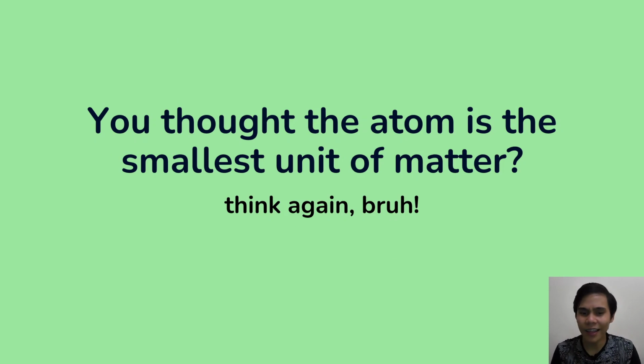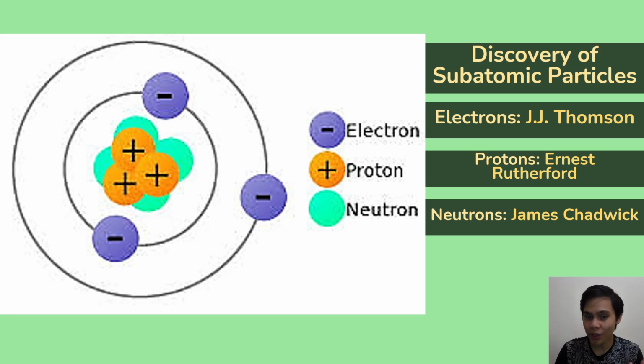So you thought that the atom is the smallest unit of matter, but no, it's not. The subatomic particles of an atom are actually still forms of matter. So these subatomic particles are the electrons, protons, and neutrons. The electrons were, of course, discovered by J.J. Thomson, discussed in another video regarding the history of the atomic model. So J.J. Thomson figured out that electrons, or negatively charged particles, exist in atoms.